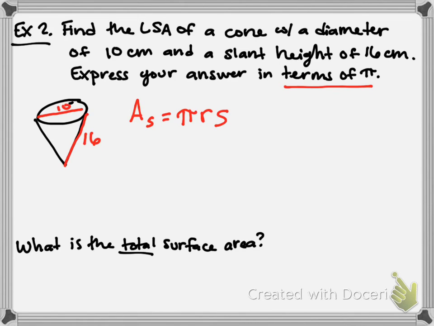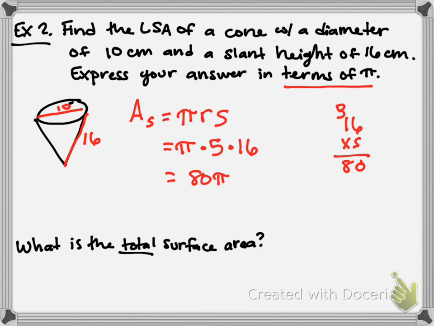R stands for radius. So if my diameter is 10, what's my radius? Well, it's half of my diameter. So I have pi times 5 for my radius, and my s sort of looks like a 5, sorry. S is my slant height, which they told me is 16. So what is 16 times 5? 30, 5 plus 3 is 8. So this would be 80 pi, and then it's centimeters squared because it's area.